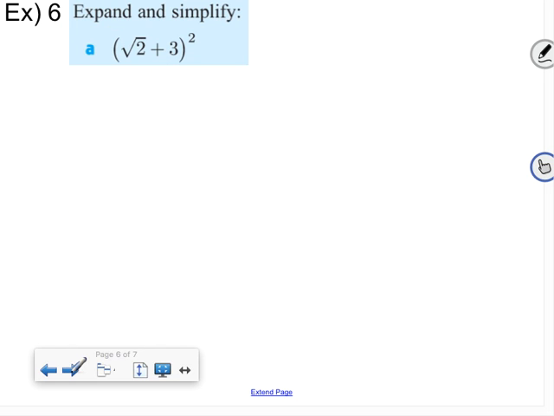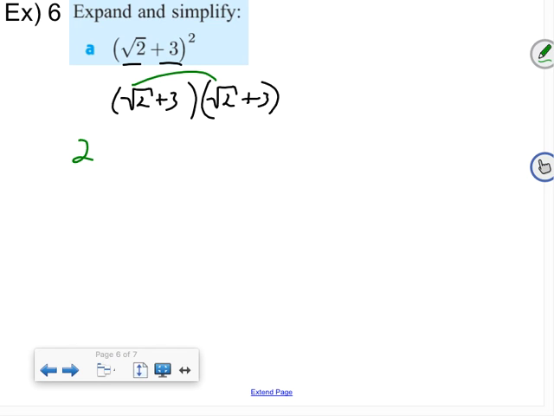In example 6, expanding. Just like we are expanding other binomials, we want to make sure that we don't just try and square each term, but we're going to multiply it through. So we have square root of 2 plus 3 times the square root of 2 plus 3. I'm going to make sure things get distributed out. Square root of 2 times the square root of 2 is just going to be 2. So I'm going to take that shortcut.